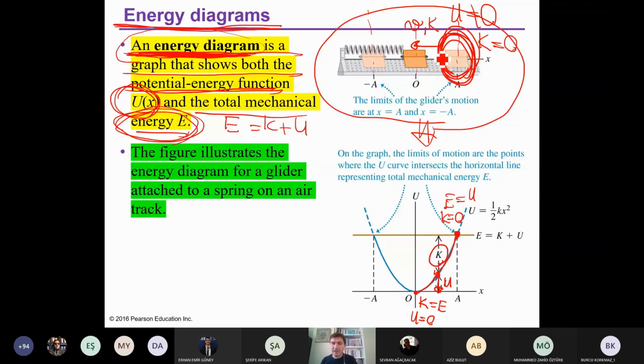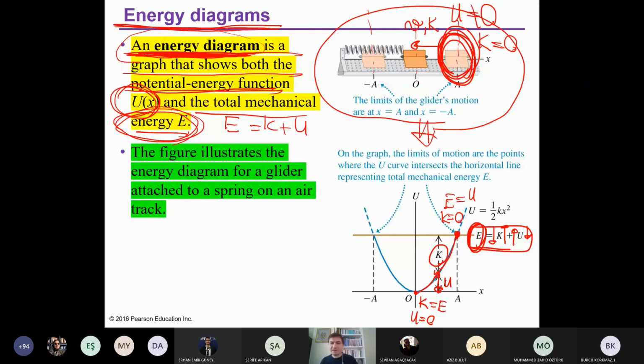Okay, and in each position, the total mechanical energy is given with this relation. If the potential energy decreases, then kinetic energy increases. If kinetic energy decreases, then potential energy increases. But the total mechanical energy is fixed if the work done by other forces is 0, let's say. Any question here?